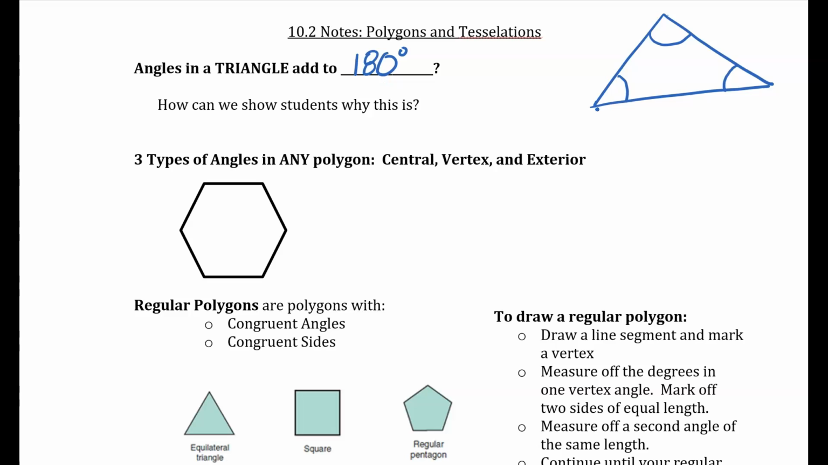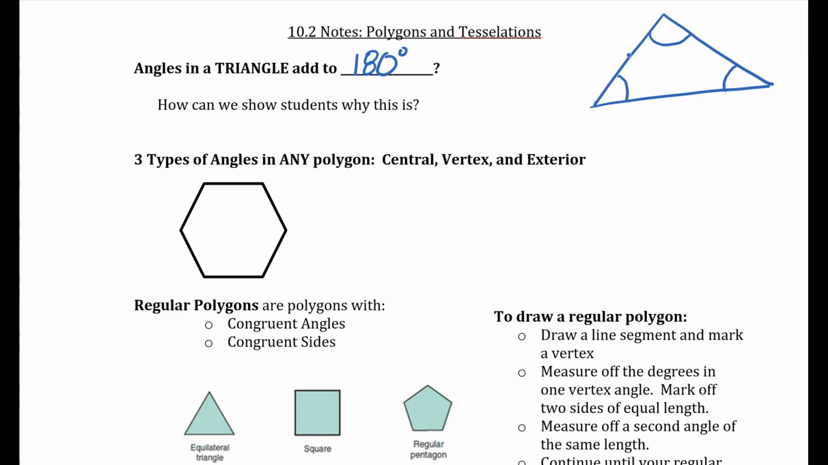So I just want to go over a couple of different ways that we could show, just really easily show kids how to prove this. So there's all kinds of more complicated theorems, but we're just looking for simple here. So one way to do this is to get a triangle and cut out a triangle using a piece of paper. And you could do this at home if you want to test it out.